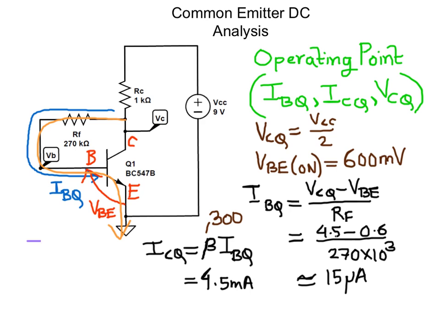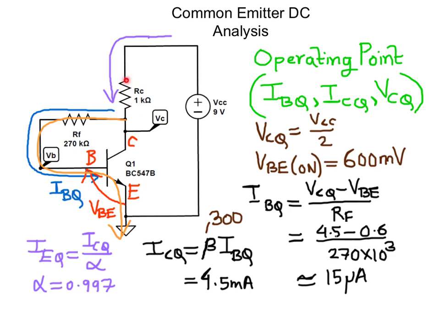We know that the quiescent emitter current, IEQ, is equal to the quiescent collector current divided by alpha, where alpha is very close to 1. It's something like 0.997. So the quiescent emitter current will be only slightly larger than the quiescent collector current. So a current roughly equal to the quiescent collector current would flow through the collector resistance.